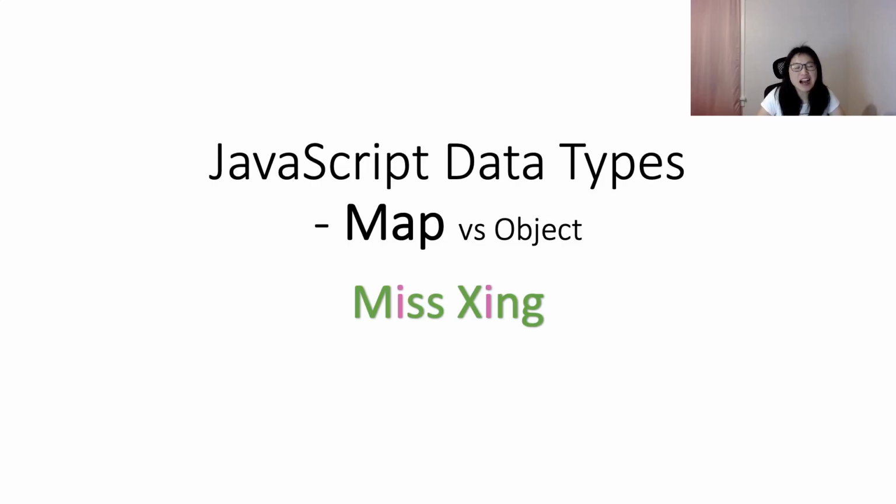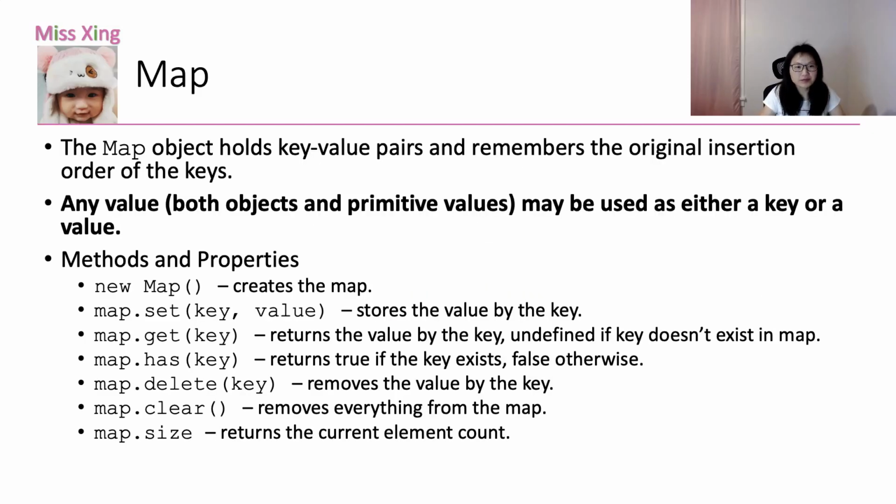In this video, I will cover map. Let's take a look at what is a map. If we have a requirement to hold key value pairs, you can use map. And you can also use object, because an object is actually a key value pair, right? Map can do the same thing, but they do have differences. I will cover that later.